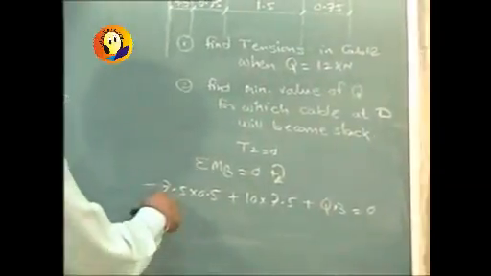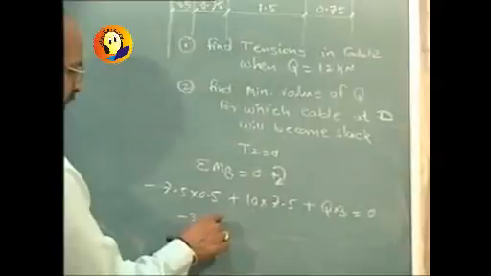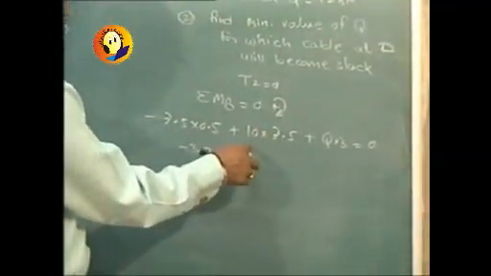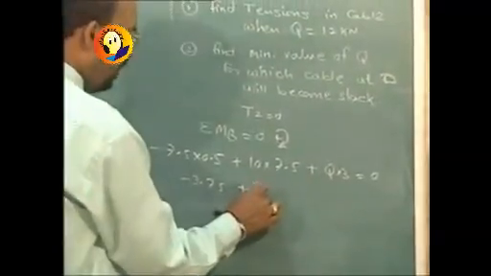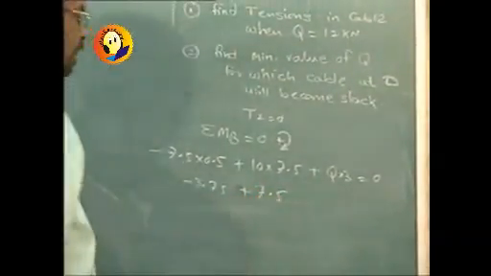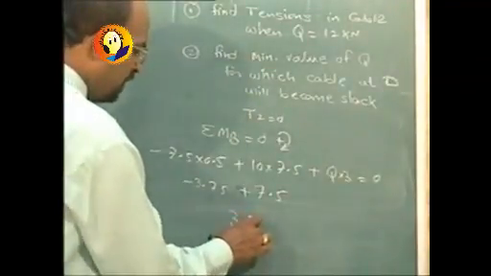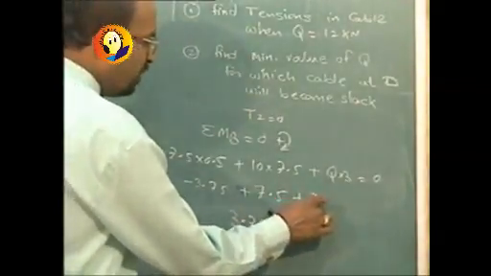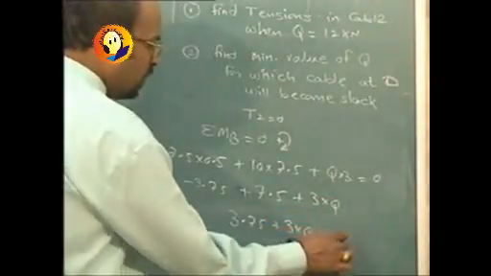Now you will find that minus 7.5 into 0.5 is minus 3.75, and 10 into 7.5 will be 7.5. Now the addition ultimately comes out to be 3.75, plus we have 3 into Q, so plus 3 into Q is equal to 0.